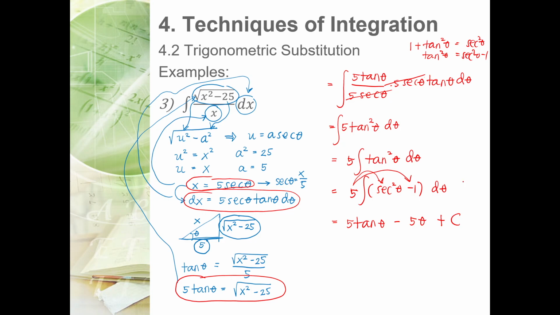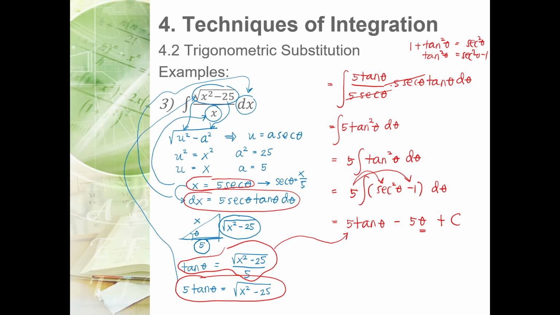Okay, so how can we get tangent theta? Again, going back to the triangle. If you look at the process, jackpot, we have tangent theta also here. So we won't have to determine the tangent theta function again. So how about theta? How do we obtain theta?